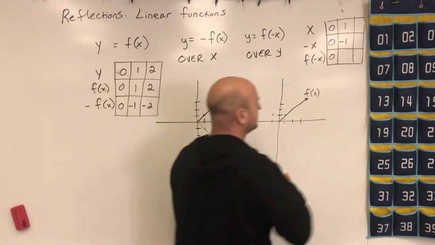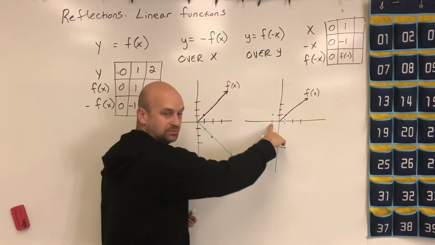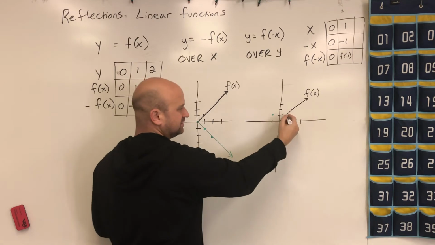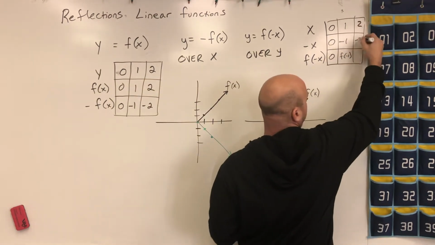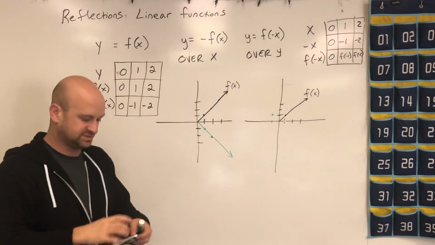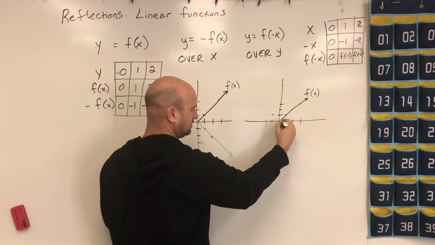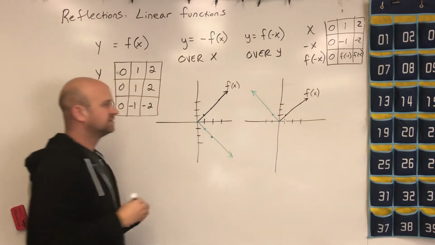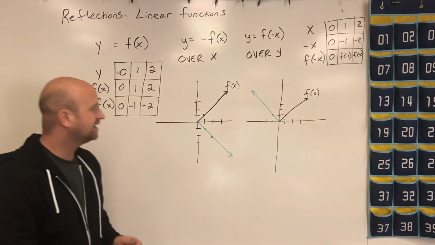Why? Because the x value now is negative 1. So what will happen in this case, we can do the same thing for 2. So f of negative 2 in this case is going to move the graph this way. And so now we see our reflection over the y-axis.